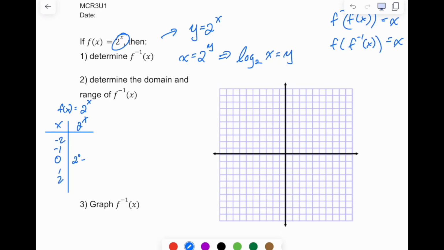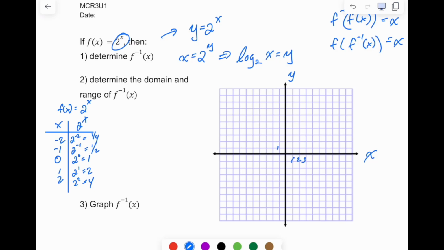So 2 to the power of 0 is 1. 2 to the power of 1 is 2. 2 squared is 4. 2 to the power of -1 is a half, because a negative exponent means we flip our base, or reciprocate our base. That's going to be 1 over 2 to the power of 1. And likewise, 2 to the power of -2 is going to be the same thing as 1/2 squared, which is 1/4.